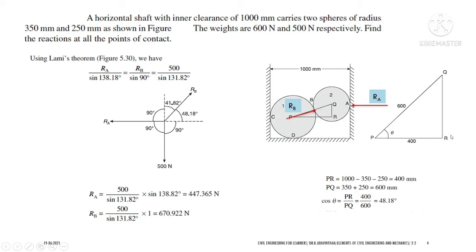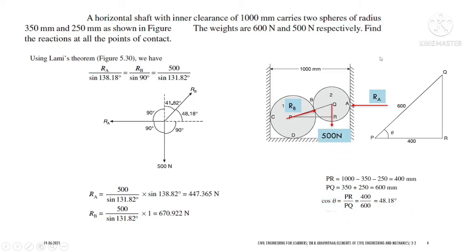We can find QR. Let us use cos theta here, the adjacent side by hypotenuse. So for cos theta, the adjacent side is PR and the hypotenuse is PQ. So PR by PQ, 400 by 600, gives theta equal to 48.18 degree. So you can cross multiply, take cos outside this equation, and find theta. So theta will be 48.18 degree. We have found the angle here. The RB will be at an angle with respect to the horizontal of 48.18 degree. Yes, for this we have identified the angle.